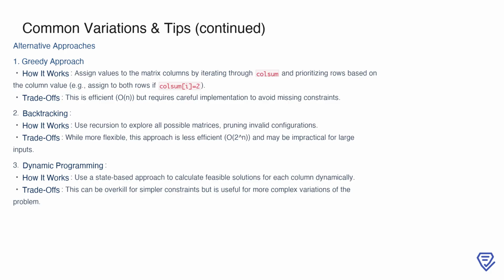Another option is backtracking, where recursion is used to explore all possible matrices while pruning invalid configurations. This method is more flexible but significantly less efficient, with a complexity of O(2^n), making it impractical for larger inputs. Finally, dynamic programming offers a state-based approach to dynamically calculate feasible solutions column by column. While this can handle more complex variations of the problem, it's often overkill for the simpler constraints in this particular challenge. Choosing the right approach depends on the specific requirements and constraints of the problem you're solving.